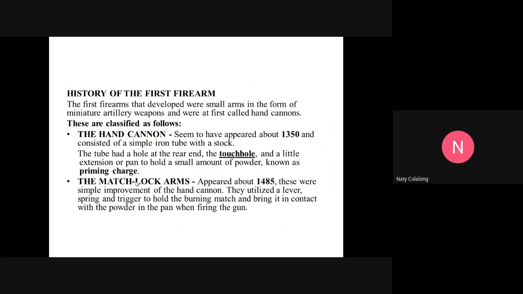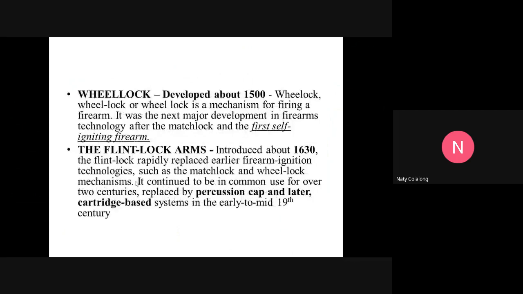Then we have the matchlock arms. It appeared about 1485. These were simple improvement of the hand cannon. They utilized a lever, spring, and trigger to hold the burning match and bring it in contact with the powder in the pan when firing the gun.